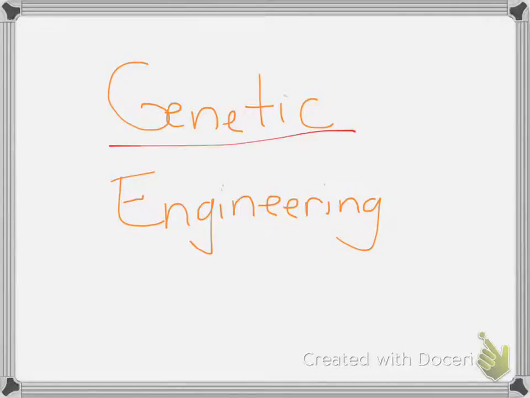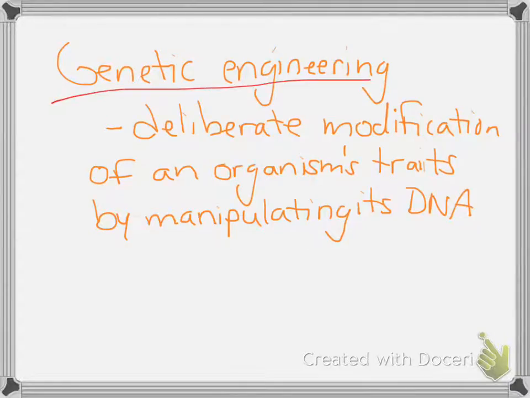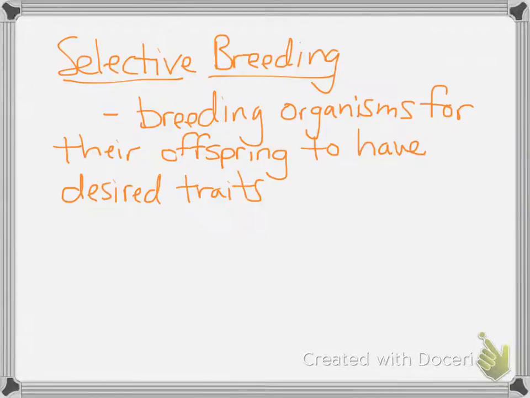This is a brief review on genetic engineering. Genetic engineering is the deliberate modification of an organism's trait by manipulating its DNA. Oftentimes people think this is a new thing. It really isn't. Selective breeding is considered a type of genetic engineering.